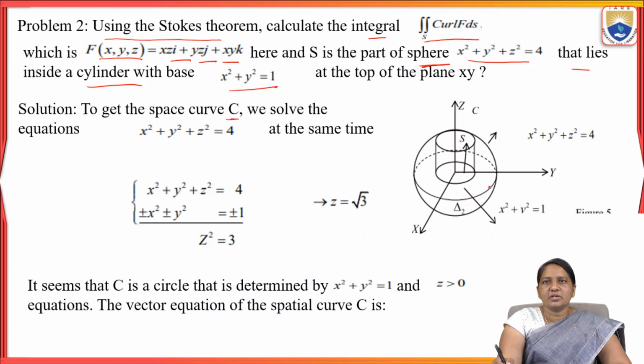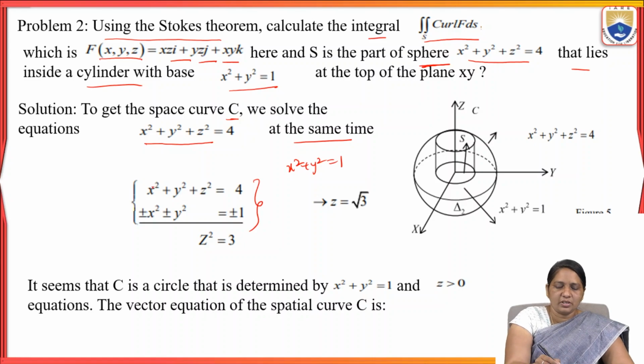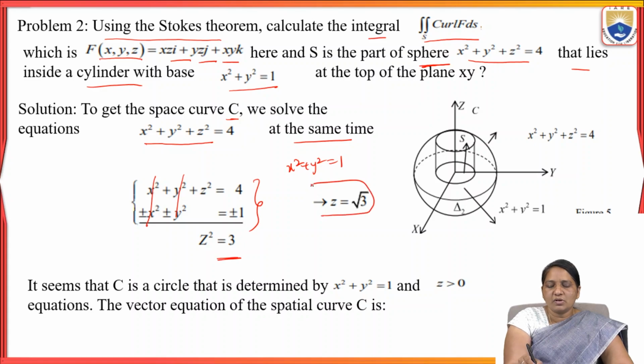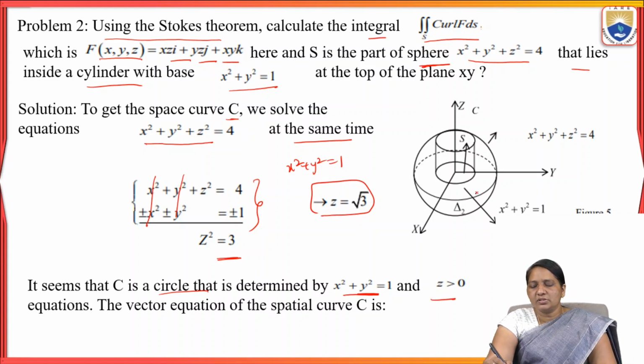So here I am taking the space curve C. We can observe here the space curve C. This is the total curve, and we can solve x square plus y square plus z square equal to 4. At the same time, we can take x square plus y square equal to 1. So when you are solving these two equations, this will be cancelled. Finally z square equal to 3, so z equal to root 3. So here C is the circle determined by x square plus y square equal to 1 and z greater than 0. So here we are observing this curve. This is the circle.